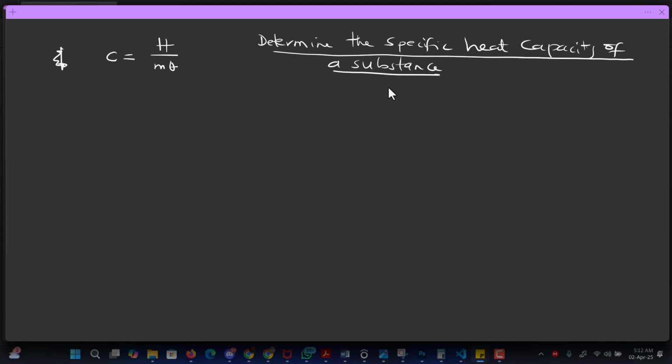Now, I just said how to determine the specific capacity of a substance, and I said that the substance could be solid, or it could also be liquid. Substance can be any of these. Now, there are two methods. One, we have the electrical method. And number two, we have the mixture method.